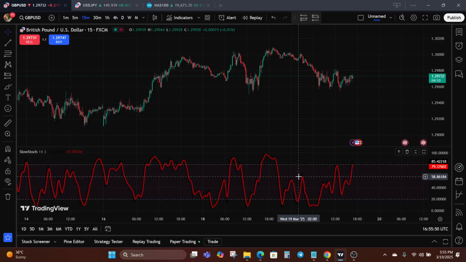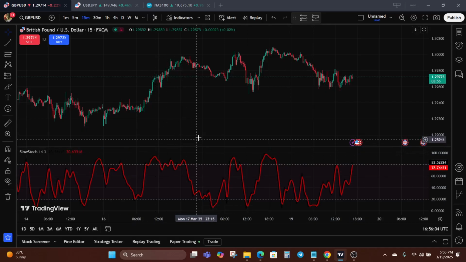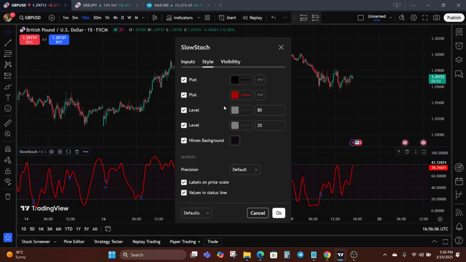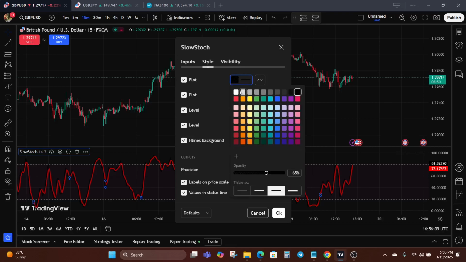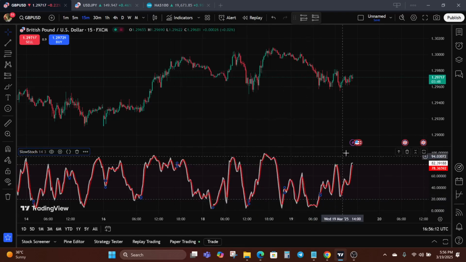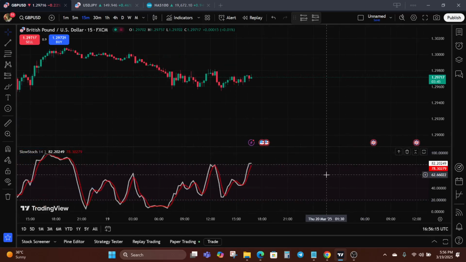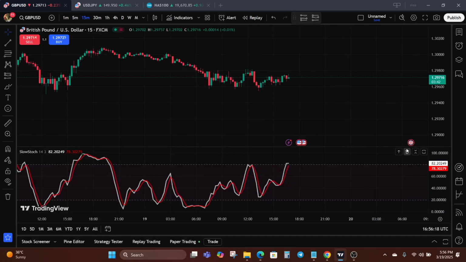So the slow stochastic oscillator moves between 0 and 100. Now, let us quickly change the setting of this. I should have just changed it at the onset. So you will see that the indicator ranges from 0 to 100, and when the percentage K and percentage D lines cross in specific areas, they generate potential buy and sell signals.